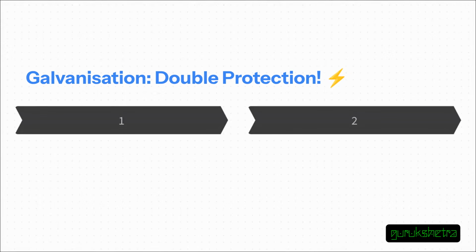But you might be asking, why zinc? What makes galvanization so special compared to just painting it? Well, zinc provides double protection. First is barrier protection, where the zinc literally seals the iron away from the surrounding environment. But even if that barrier gets deeply scratched, it provides sacrificial protection.